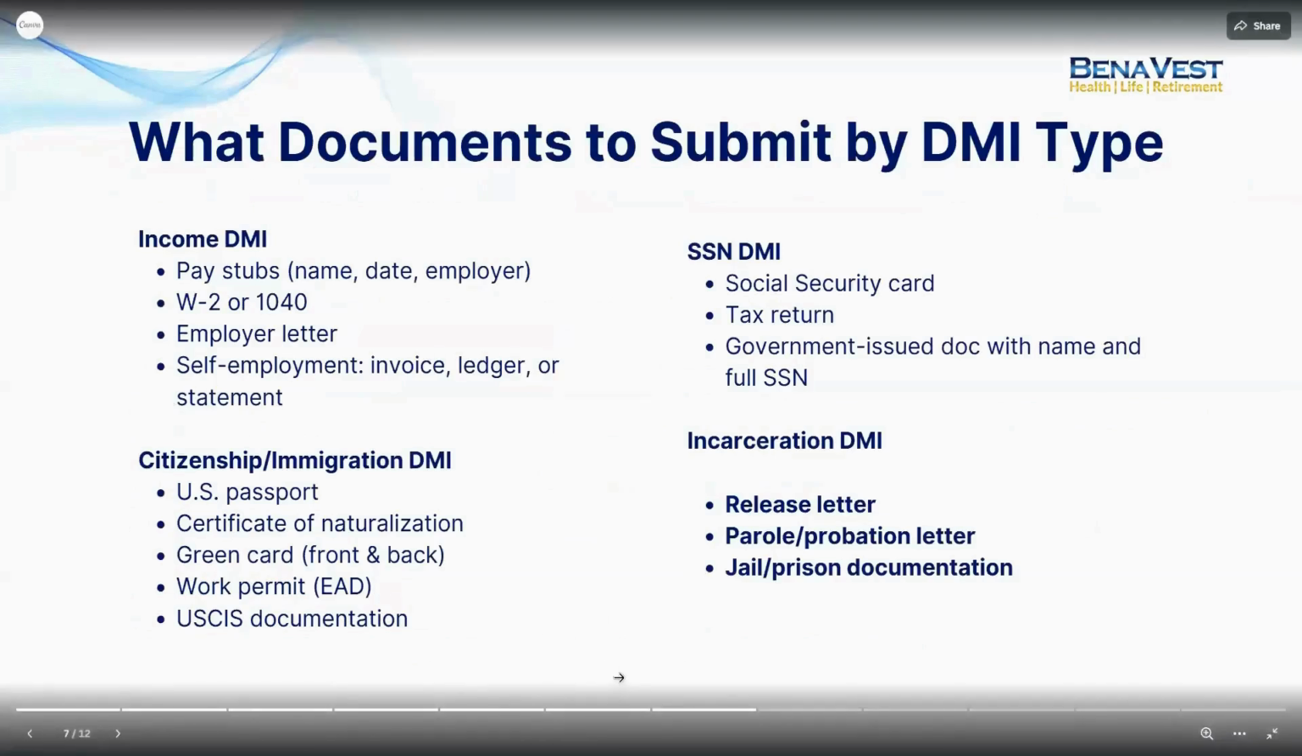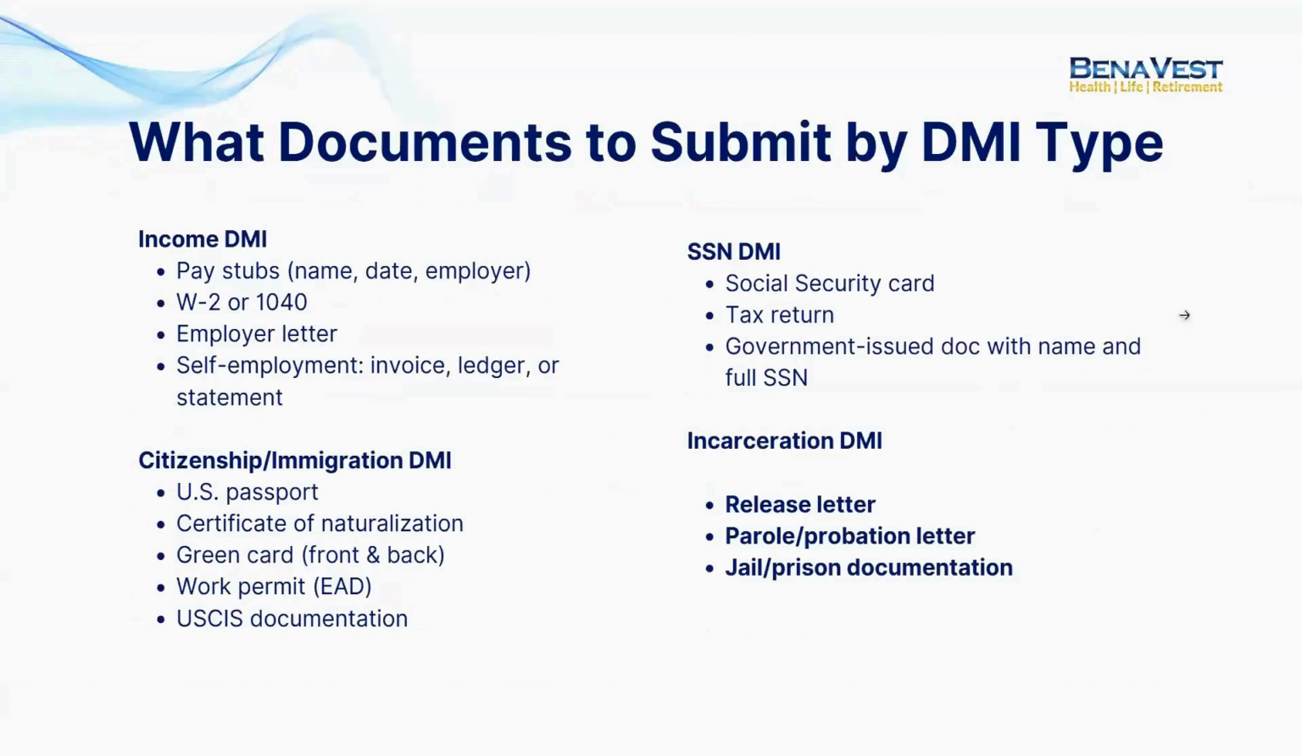So what documents do you need to submit by the DMI type? Income DMI, you can do pay stubs, make sure the name, date, and employer is on there, a W-2 or a tax 1040, an employer letter, self-employment invoice, ledger, or statement. If it's Social Security, we actually don't typically run into that problem anymore. It won't even let you submit the application.